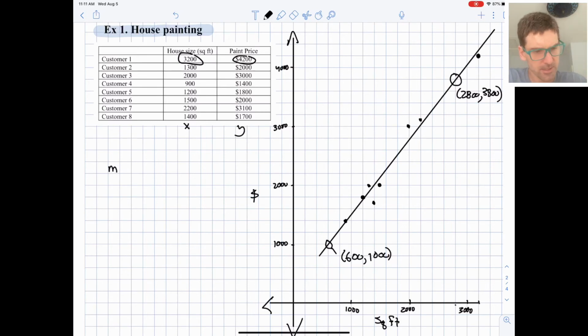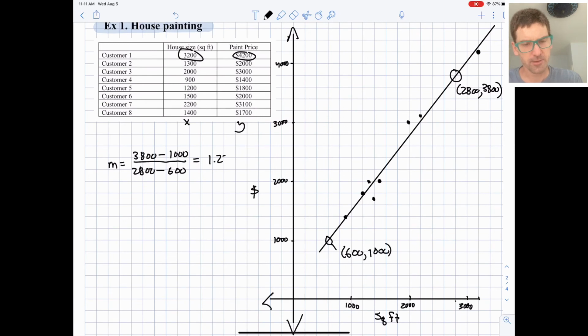Slope is difference in the y's, and I'm going to subtract large minus small, 3,800 minus 1,000, over the difference in the x's, 2,800 minus 600. And I'm going to turn that into a decimal right now. So 2,800 divided by 2,200. So I have a slope of 1.27. I want to check that. Yep, slope of 1.27.